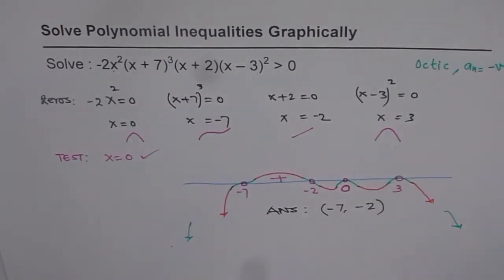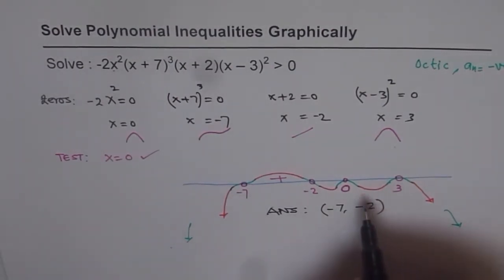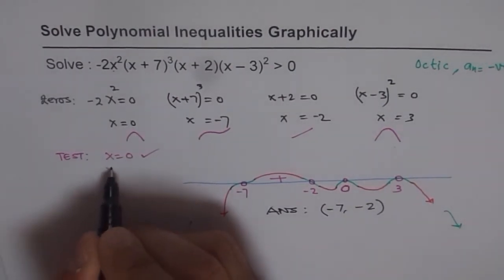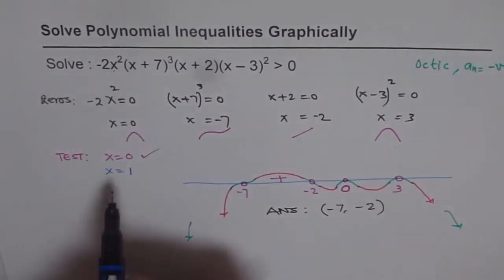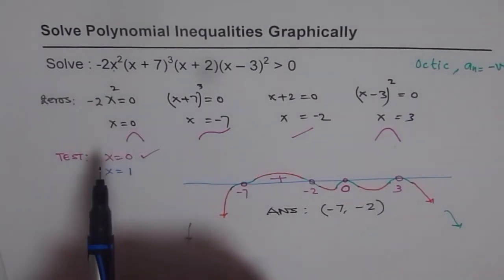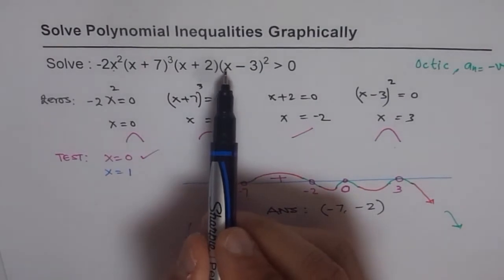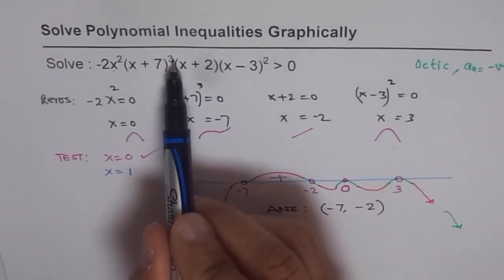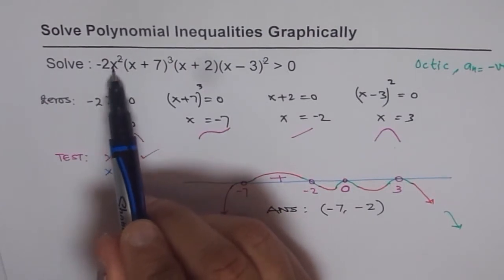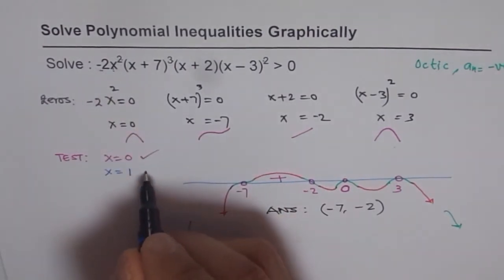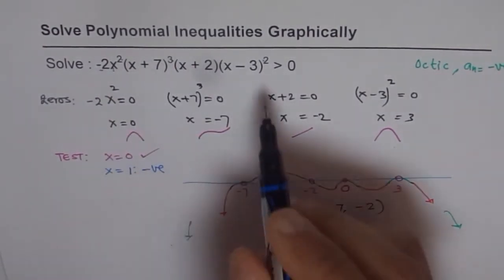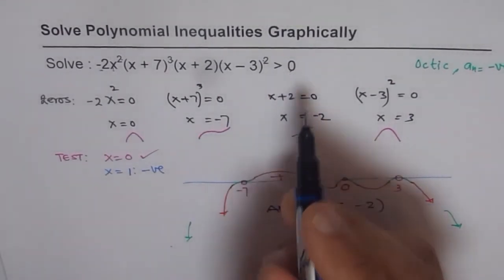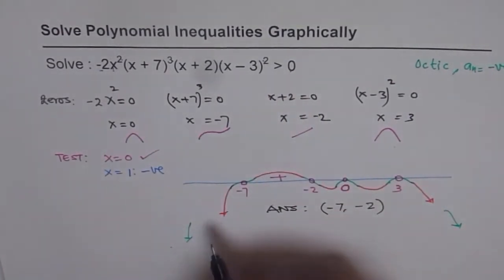Let me test it with another point. So let's test between 0 and 3. Let's say x equals 1. If I put x as 1, what do I get? So 1 squared is positive, 1 is positive, 1 is positive, and 1 squared is positive, but 1 multiplied by minus 2 gives you a negative answer, right? Negative is never greater than 0, so it is not part of our solution, right?